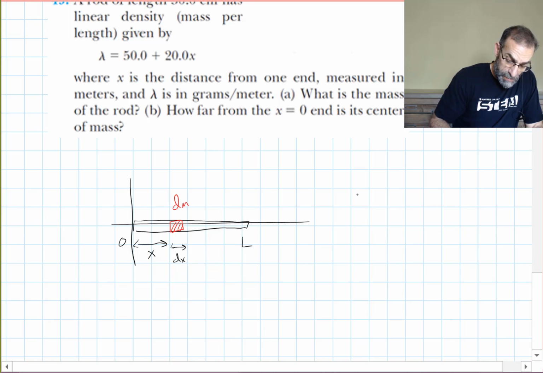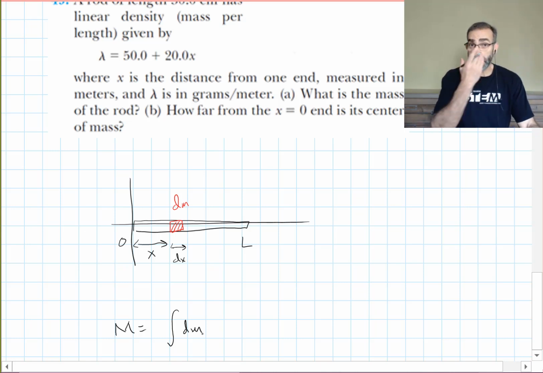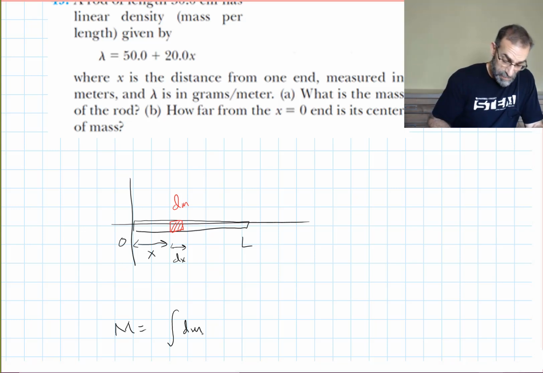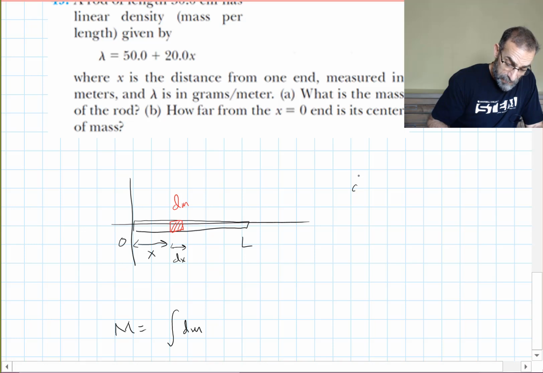One thing we know is the total mass is equal to the integral of dm. If we add up every little chunk of mass, we get the total mass of the rod, right? So we'll do this first. And what is dm? dm is the density multiplied by dx. And the density was given.